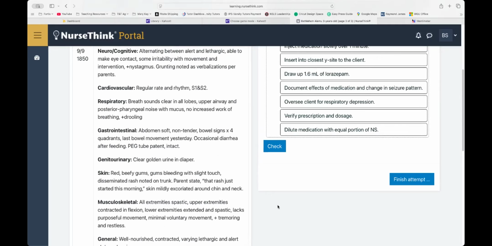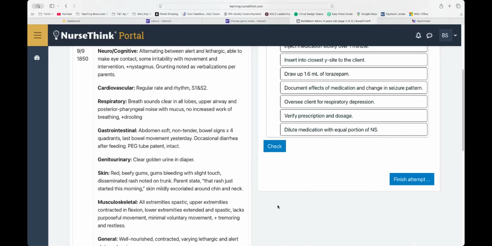Cardiovascular, we've got regular rate and rhythm, S1 and S2. Breath sounds are clear. We do have upper airway and some posterior pharyngeal noises with mucus. So we've got an upper airway congestion. No increased work of breathing, but we are drooling. We have a soft, non-tender abdomen, good bowel sounds. We're stooling well, occasionally having diarrhea with feedings. Our G-tube is patent and intact.